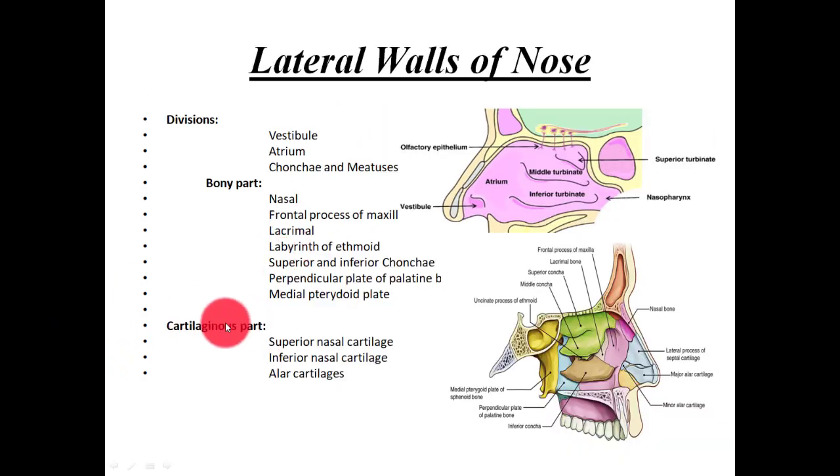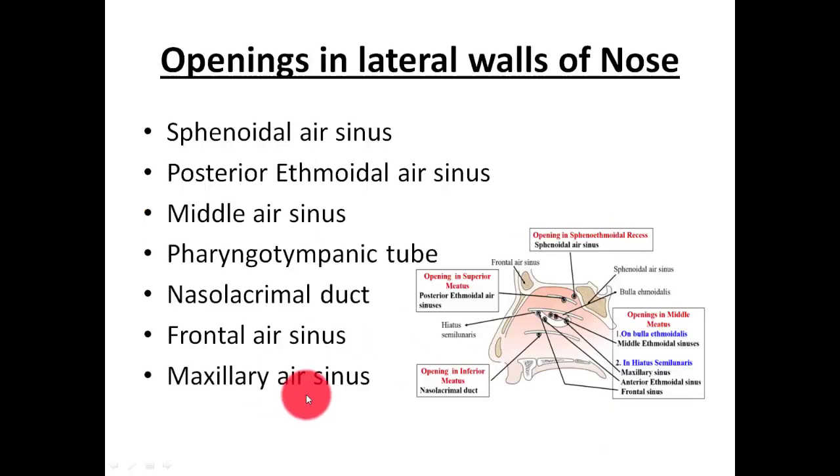Then the cartilaginous parts of the lateral wall of the nose are the superior nasal cartilage, the inferior nasal cartilage, and the alar cartilages. These are the cartilages which take part in the formation of the cartilaginous part of the lateral wall of the nose. So here you see the lateral process of the septal cartilage, and then these cartilages that I mentioned.